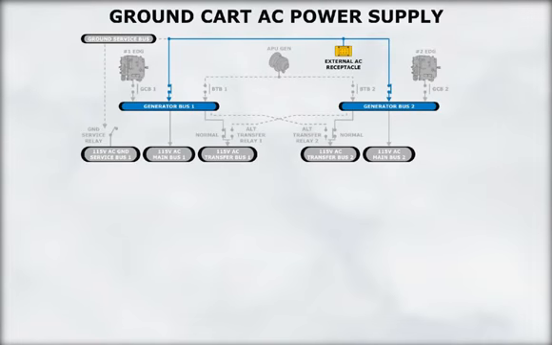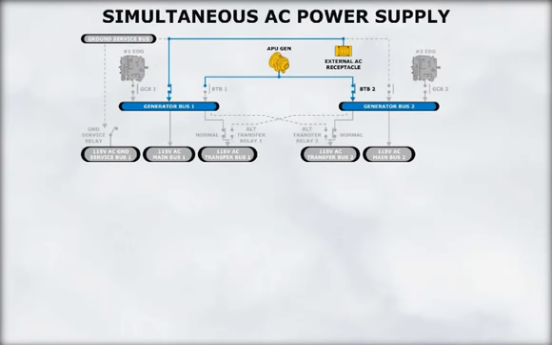An external electrical ground power cart can supply power to both generator buses. The generator buses can be powered simultaneously from any combination of AC power sources. In this example, the ground cart is supplying AC power to generator bus number 1, while generator bus number 2 is being powered by the APU.